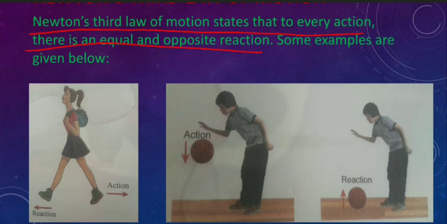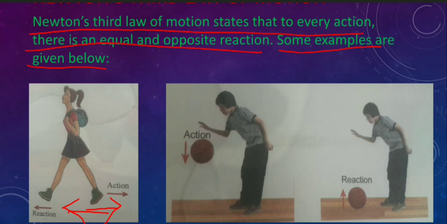Imagine if we push a wall with 10 Newton force, the wall will also push us with 10 Newton force. So there are some examples of this to prove it. Like this girl is giving force this side, and the ground or earth is moving her to the forward side. This is the reaction by which we can walk. We put a force on the ground, that is action, and it moves us ahead, that is reaction.